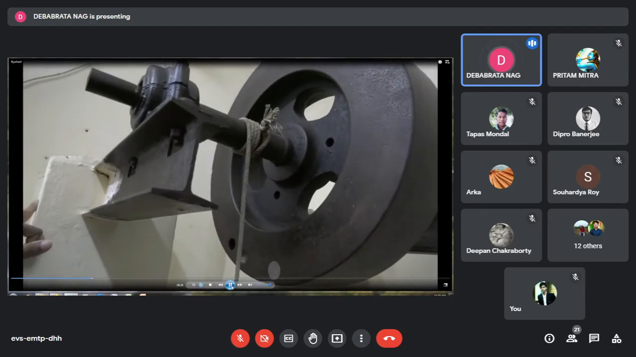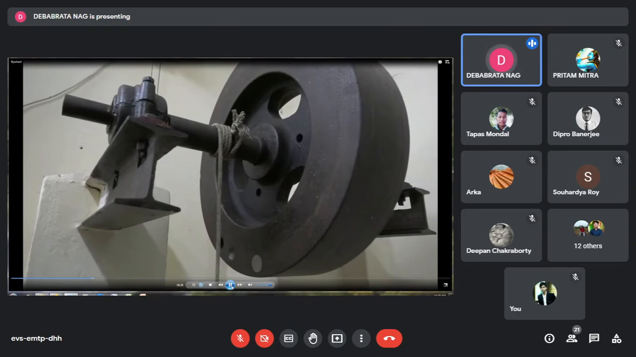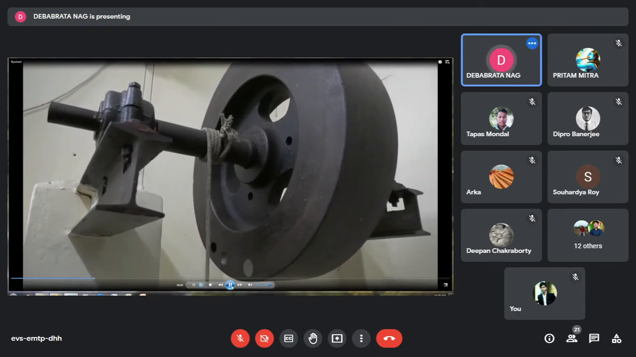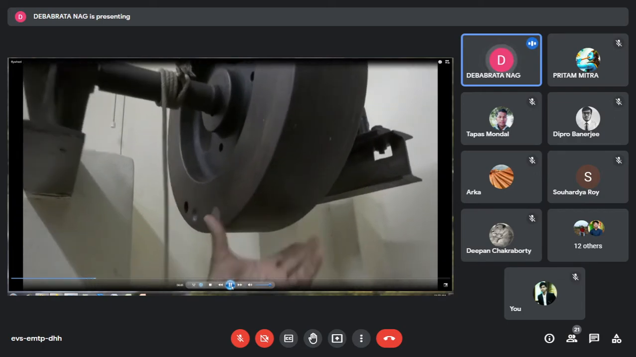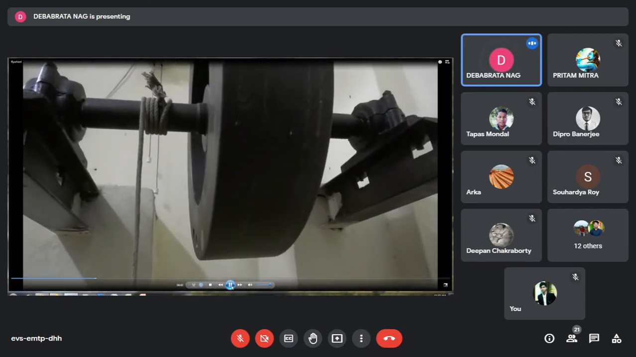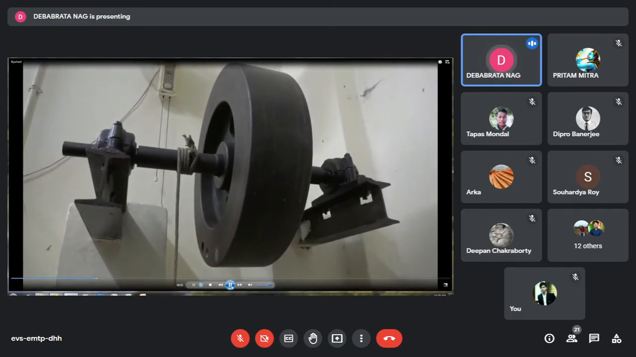So this is all about this experimental setup. The mass of the flywheel is given in the data sheet. The mass of the flywheel is 140 kg. Now I will explain the experimental procedure.